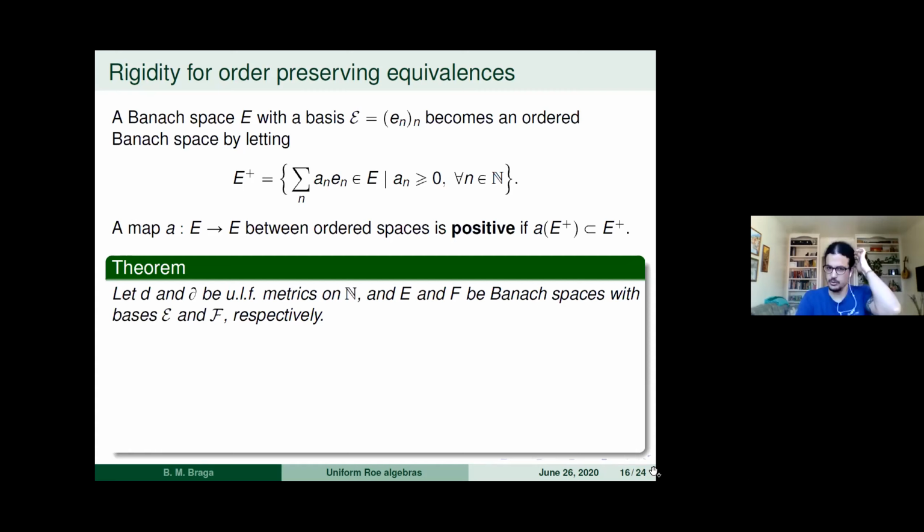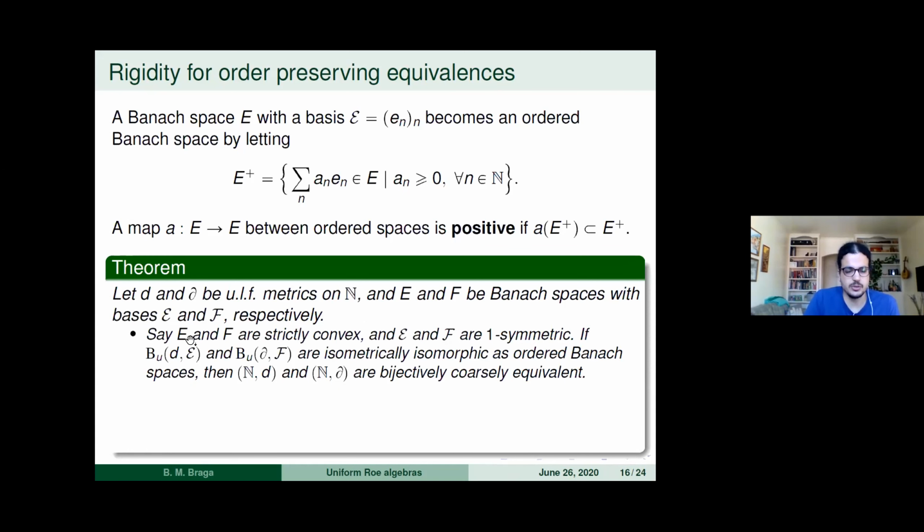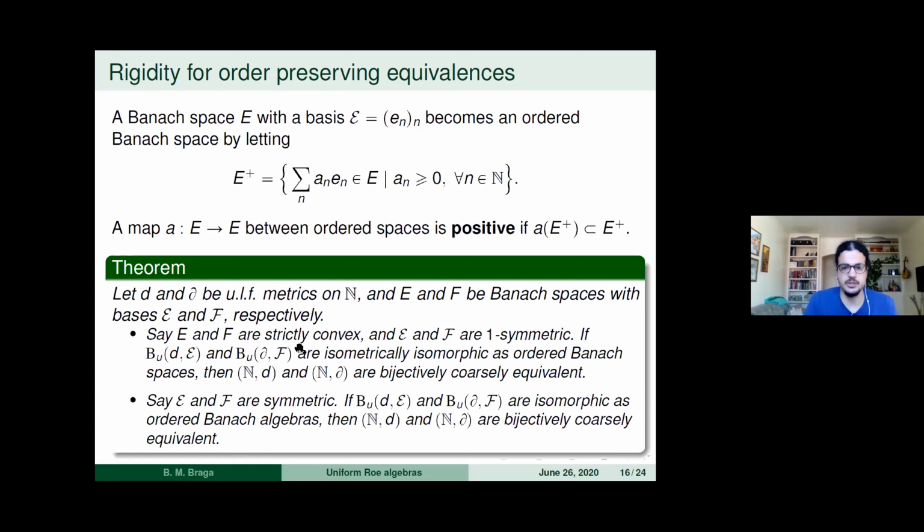So let's fix two uniformly locally finite metrics and two Banach spaces with two bases. If you have this extra condition that the spaces are strictly convex and the bases are one-symmetric, then if there is a map between the uniform Roe algebras which is simultaneously a Banach space isometry and an order isometry, then you have a bijective coarse equivalence. And now we don't need strict convexity, we just need symmetry. If there is a map between them, and we don't care about isometry anymore, we just look at an isomorphism as Banach algebras that is an order isomorphism as well, then you also have a bijective coarse equivalence, okay?